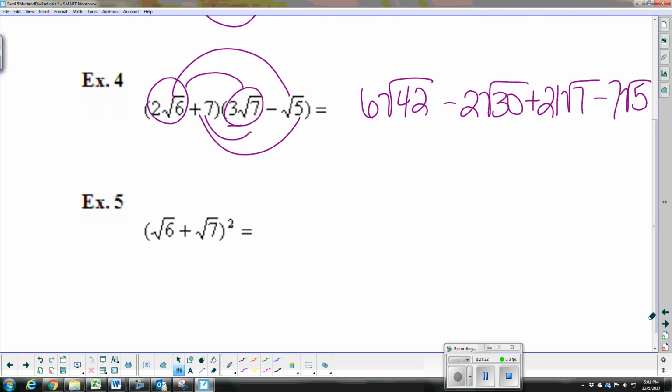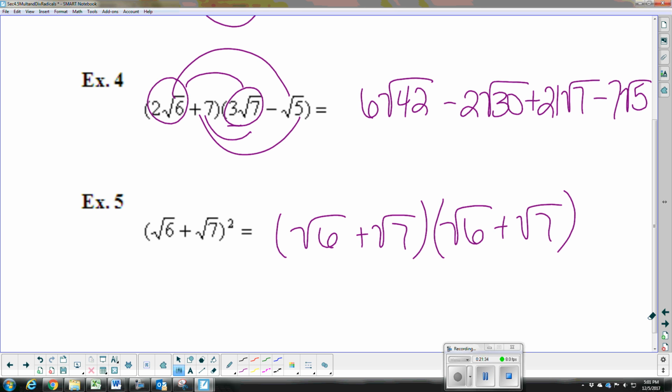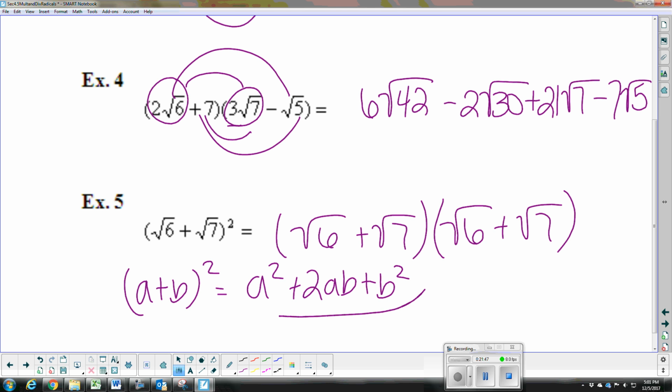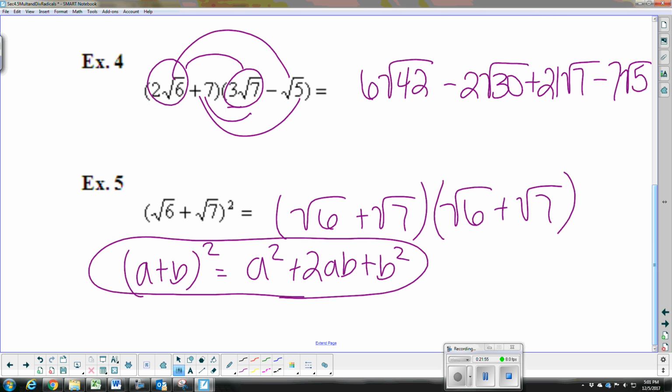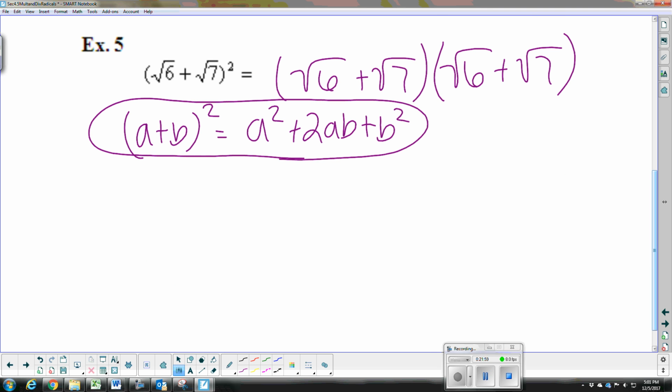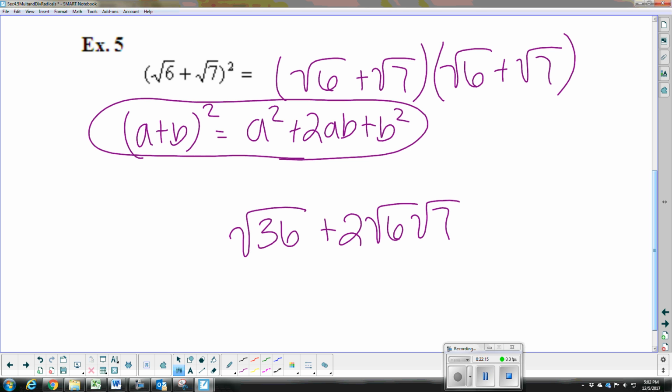But for this next one, square root of 6 plus 7 squared is the same as square root of 6 plus square root of 7 times the square root of 6 plus the square root of 7. And remember that a plus b squared equals a squared plus 2ab plus b squared. So this is a shortcut that we looked at in lesson 4.3, I think it was, maybe 4.2. So we can use that rule here. So a squared, which is our square root of 6 squared, is the square root of 36. 2ab is 2 times the square root of 6 times the square root of 7, plus b squared, which is the square root of 49.